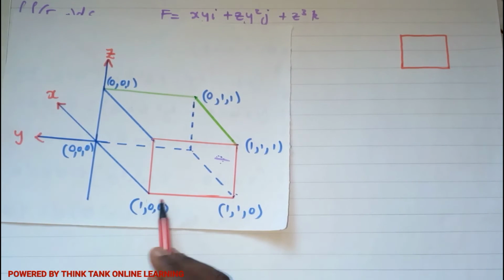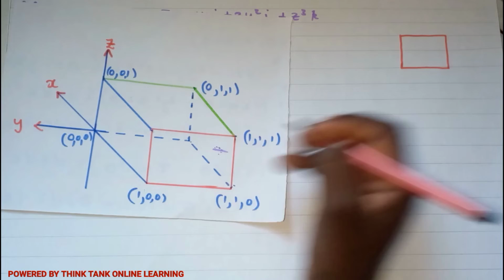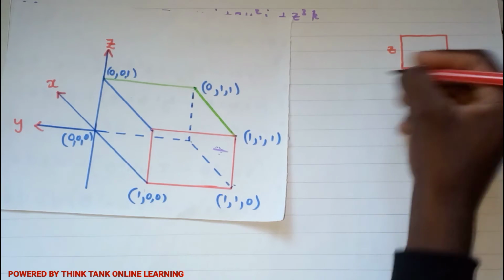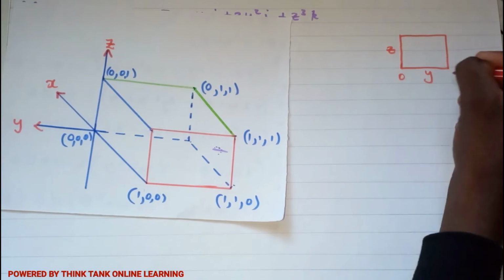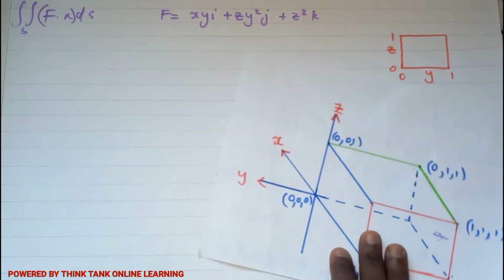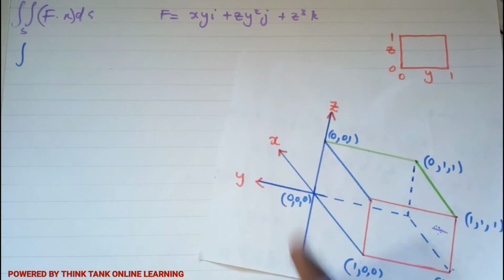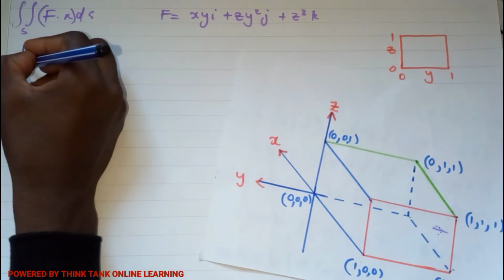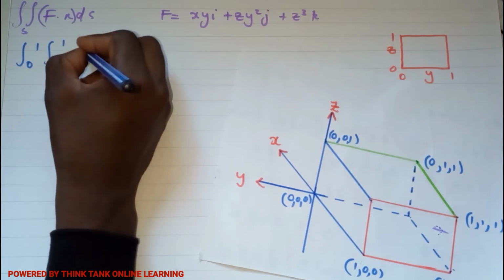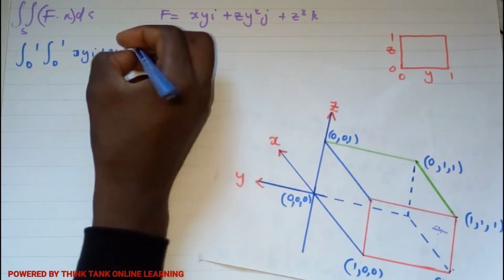So for the red surface we have a rectangle. By the way, this is z and this is y. Y is from 0 to 1, z from 0 to 1, and we want to find the area of these surfaces using a double integral. So we're going to say z ranges from 0 to 1 and y ranges from 0 to 1 also.